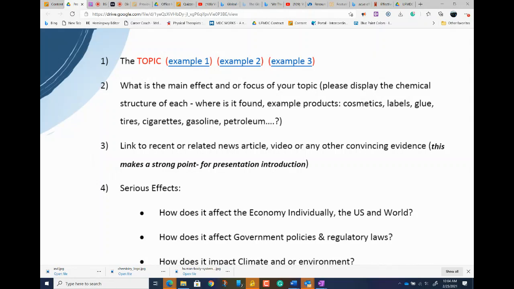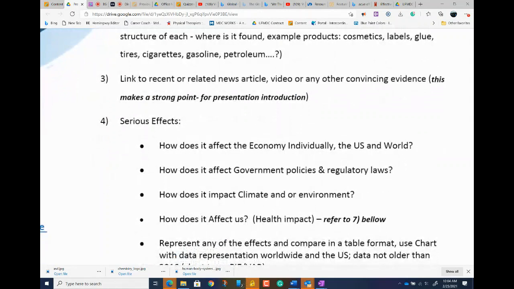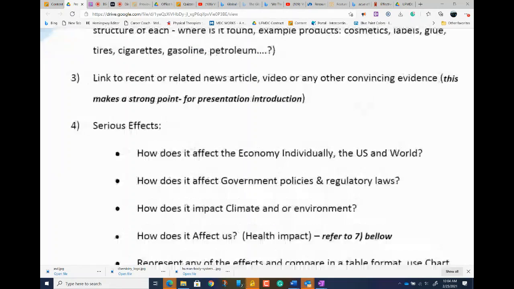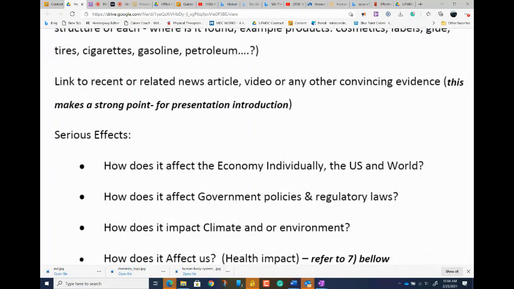Okay. So I don't know, glue, tires, cigarettes, gasoline, petroleum, whatever it is that you're displaying. Try to display the chemical structures so people from all disciplines are able to understand what you're talking about. You get it? Really simplistically. So link to recent related news articles, videos, and other convincing evidences. So if you have a news article that you want to go by, that tells you that is relevant, right? Convincing evidence, anything that you can prove. So make a strong point for a presentation introduction. So this is part of your what? Introduction. So up to that level is the introduction.